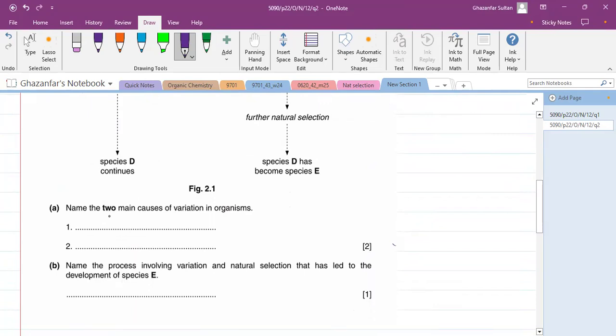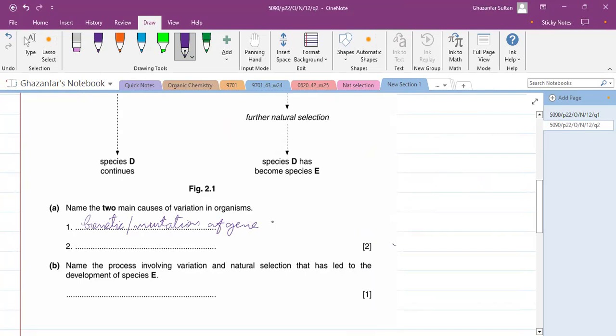Now they're asking, name the two main causes of variation in living organisms. So we know that there are two causes of variation. One is the genetic cause, and genetic cause means mutation of gene. It could be due to any chemical or physical, biochemical or physical agent.